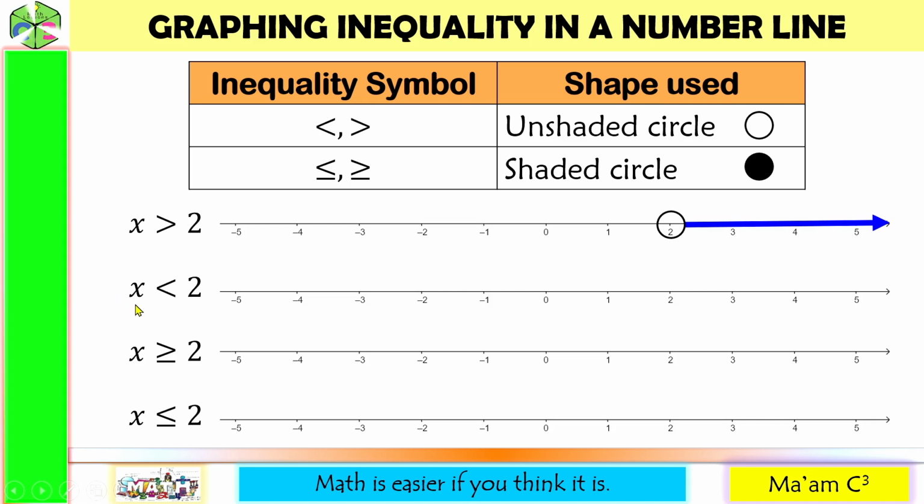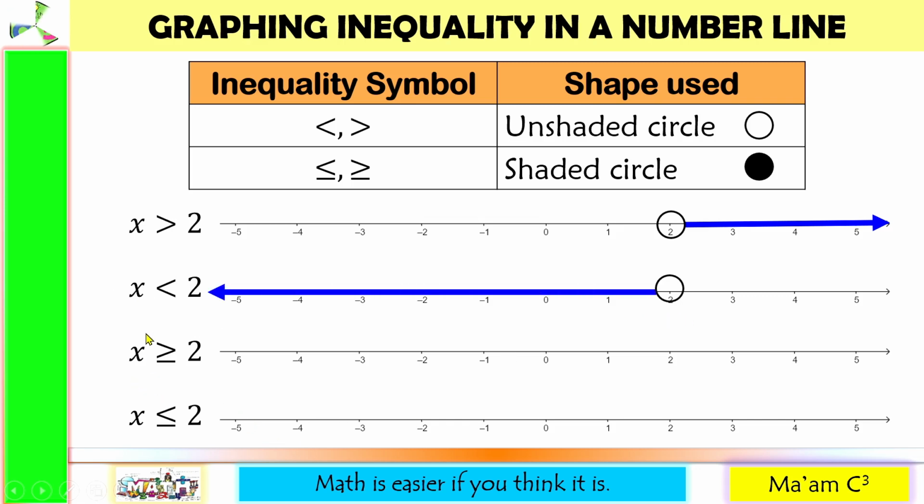Next one, we have x is less than 2. Again, we'll start with 2. Since this is only less than, we're going to make use of unshaded circle. Notice that the inequality symbol is pointing us to the left. So from 2, we're going to the left.